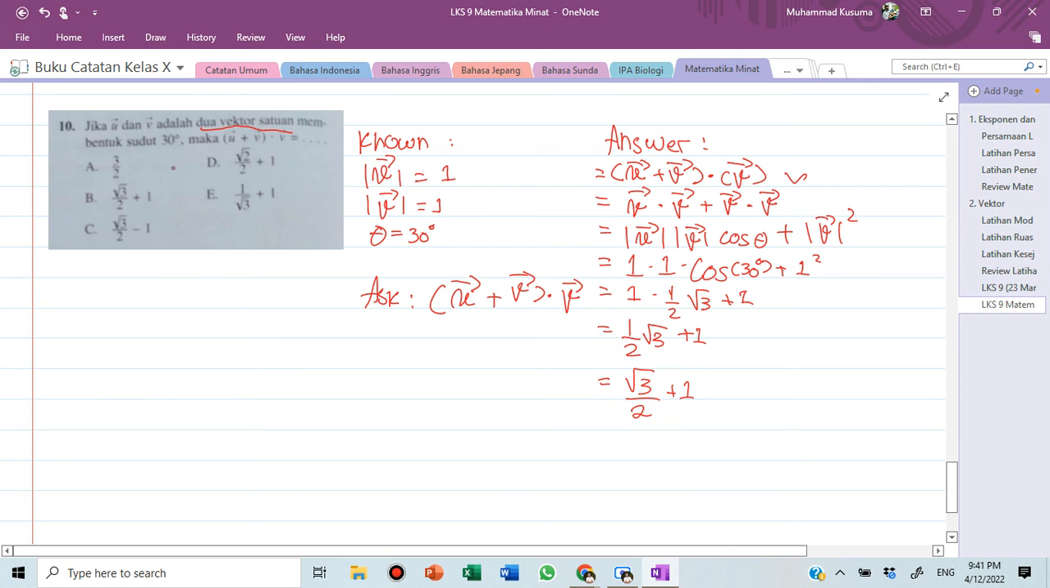Now we see the options. Is our answer in the options? Yes, there is. It is the B option. That means your answer will be B.